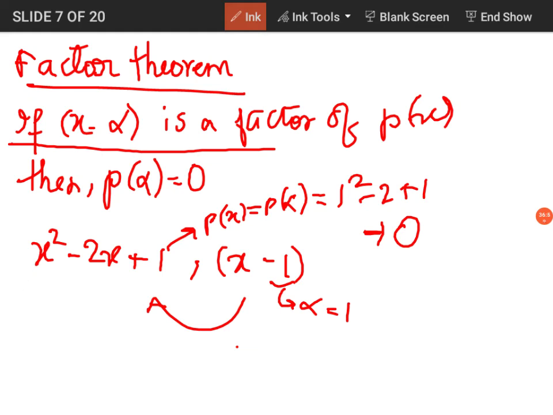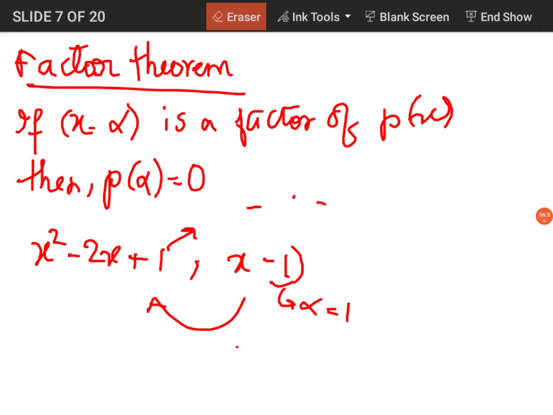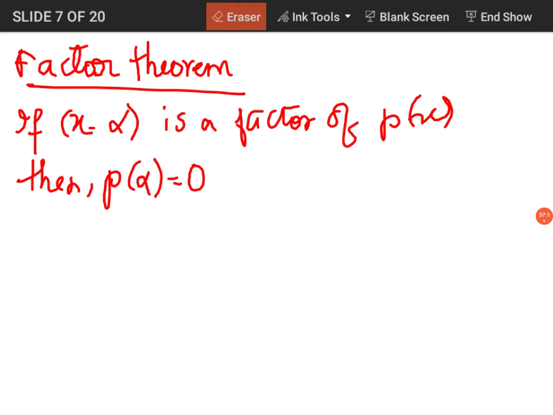Now you may have a question: sir, if p of alpha is not equal to 0, then we will definitely say it is not a factor. But can we say that the thing that we get after putting the value of x as alpha is the remainder when x minus alpha divides p of x? Yes, you can say that. This is the remainder. This was the factor theorem, and the one that I have just told you is the remainder theorem.